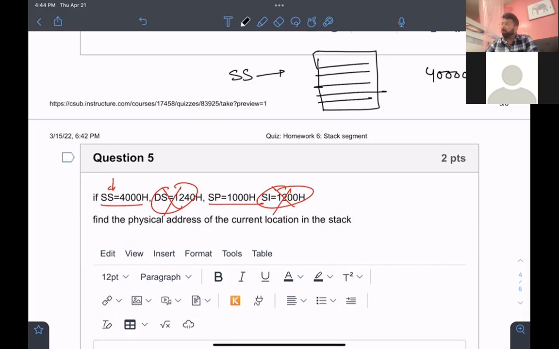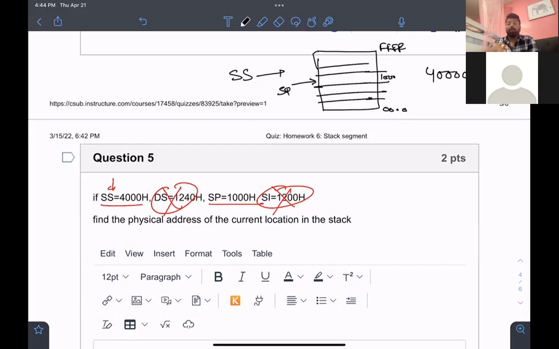So the stack pointer will be pointing at something. Usually the bottom address will be 0000, and the top address will be FFFFF. Okay, that'll be the address. So it's pointing at, let's say, this location 1000, and the stack pointer is pointing at this.